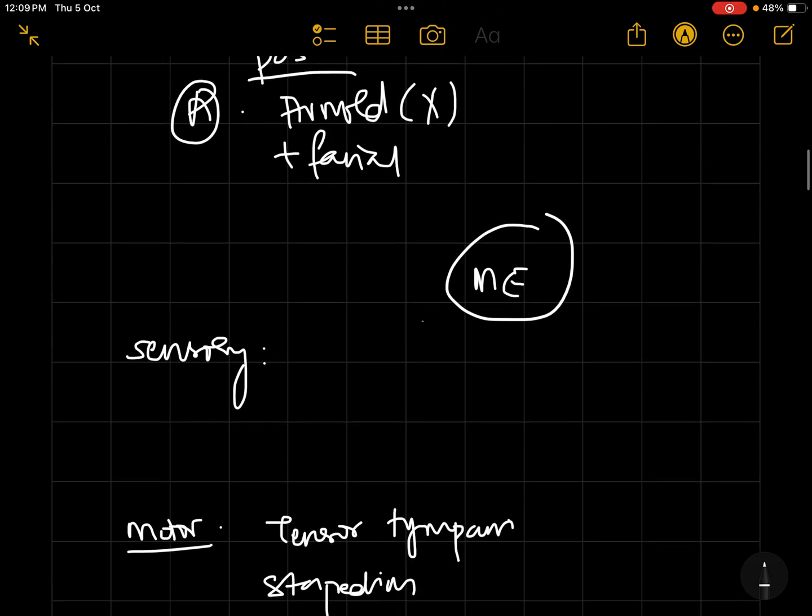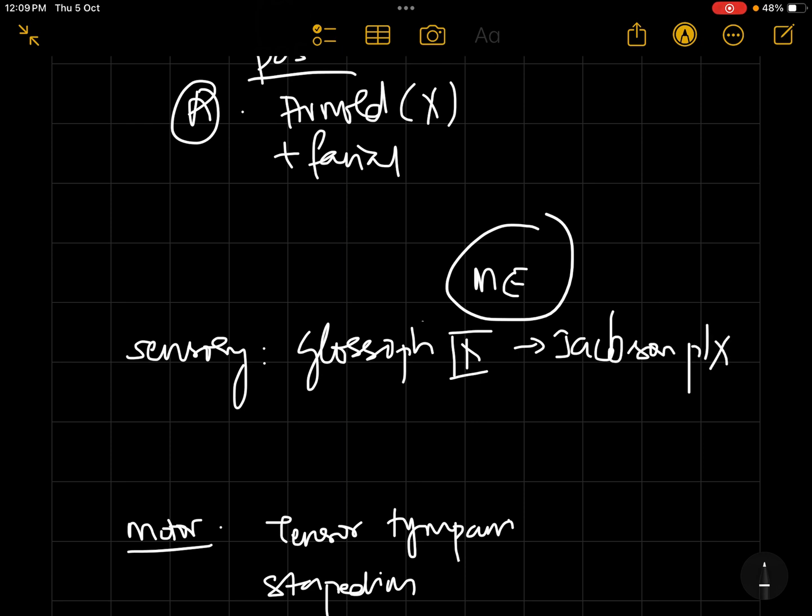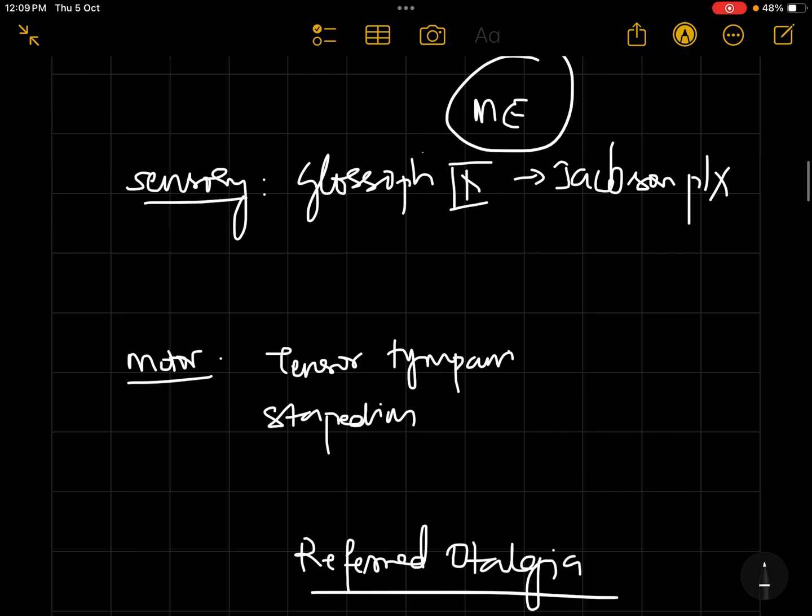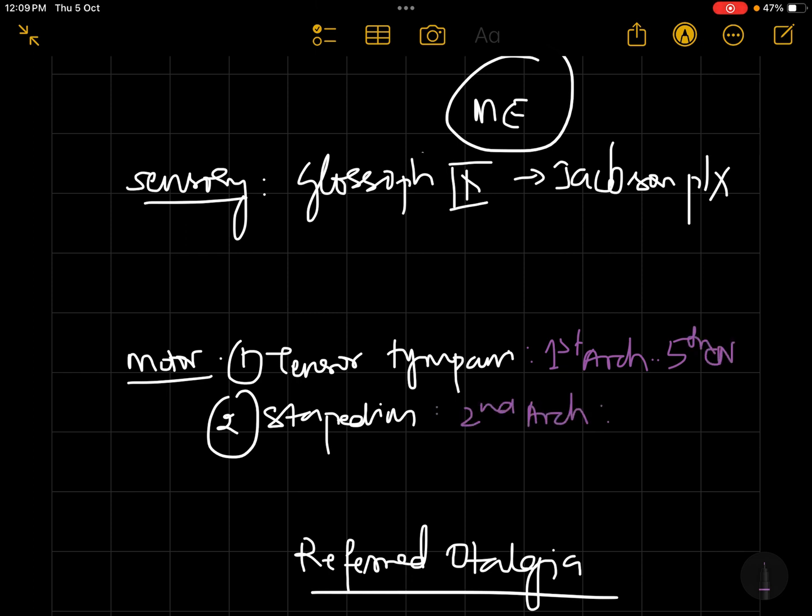Middle ear sensory supply is from the glossopharyngeal nerve, the 9th cranial nerve, through the Jacobson plexus around the tympanum. Sensory supply is from the glossopharyngeal nerve, whereas for motor we have two muscles, tensor tympani and stapedius. Tensor tympani has its origin from the first arch. The first arch nerve is the 5th cranial nerve, the trigeminal nerve. Stapedius is a second arch muscle, therefore its nerve supply is the 7th cranial nerve, the facial nerve.